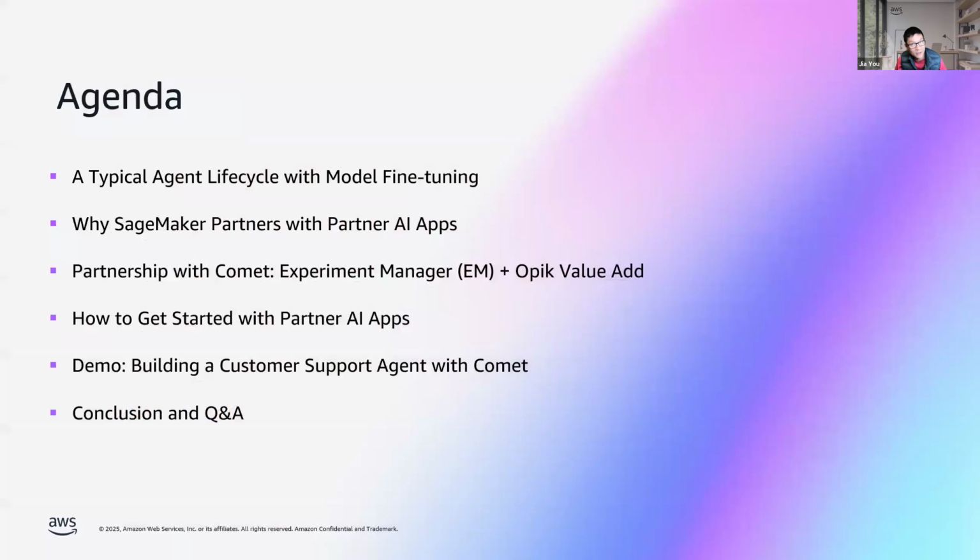With that, let's get started. We've got a pretty packed agenda today. We're going to start by talking a bit about what a typical agent lifecycle looks like, if that lifecycle involves model fine-tuning as well. We're going to do a very brief intro on the Amazon SageMaker AI and talk a bit about why SageMaker is partnering with partner AI apps like Comet. We then are going to be doing a bit of a deep dive on the partnership with Comet, specifically with the two products they have. One is called Experiment Manager, or EM, and the other is OPIC, and describe what the overall value add they have to the agent lifecycle.